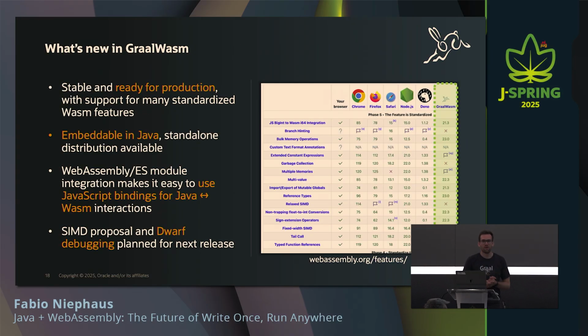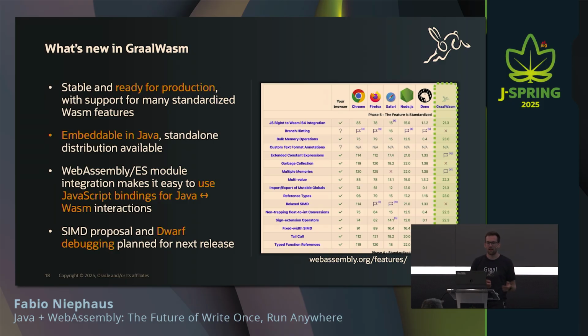GraalWasm has actually been around for quite some time. We launched it in 2019 as a research project. Last year, it reached a stable status, and it's now ready for production. It's supporting many standardized features. It's actually listed on the WebAssembly website, right? And you can check what features are supported. That sometimes is necessary to know what you can use, what you should compile your Rust code to, for example.